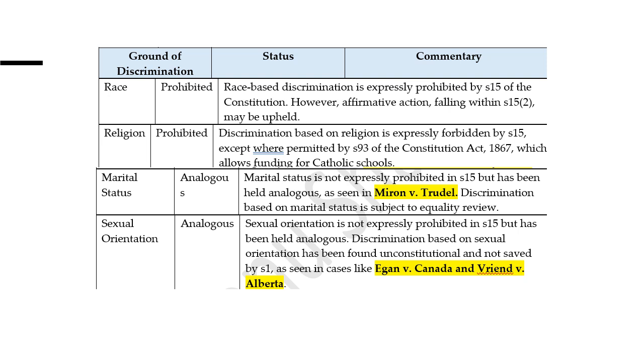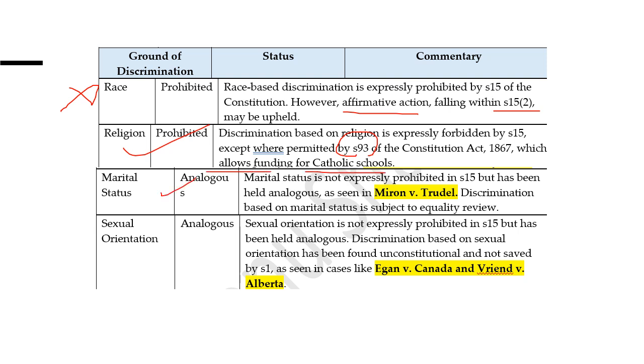So these are not protected ones. Now, what are the prohibited grounds? On the basis of race, nobody can discriminate, expressly prohibited. However, if there is any affirmative action, as I told you, related to indigenous people, then that falls under section 15(2), that is justified. Then religion prohibited. You cannot do discrimination except section 93, where government is allowing funding for Catholic school.